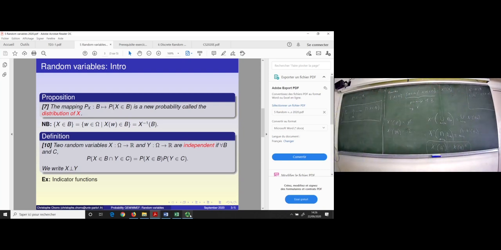So why introduce this? Because here, you have this term. In fact, I can also write this one as the probability of X minus 1 of B. That's exactly what I have reminded here. And my job is to prove that I have a new probability, that P_X defined this way is a probability.